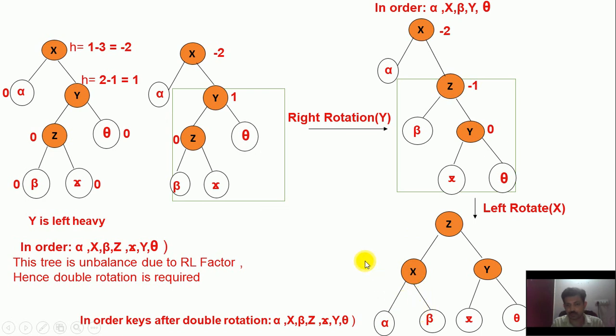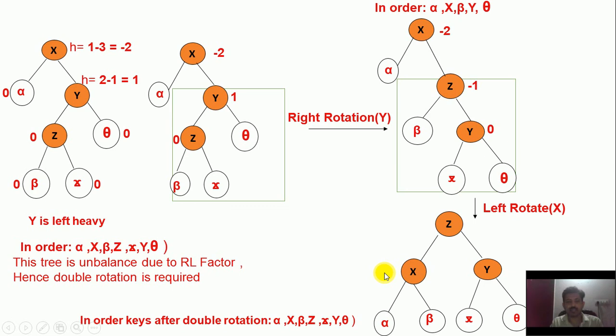So please watch again to learn the rotations on special cases, case number 1 and case number 2, and remember the in order of this tree. The in order of this tree is alpha, x, beta, z, delta, y and theta. So after performing the right left rotation, we achieved the same in ordering of keys, and we can say that our tree is now a balanced tree.